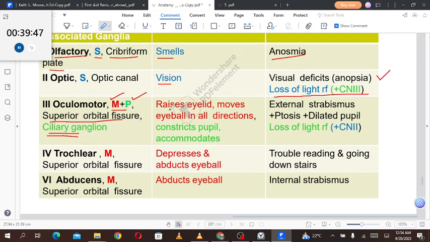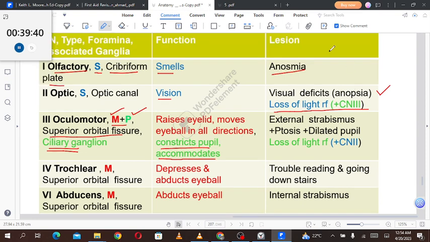The function is to raise the eyelid, move the eyeball in all directions, constrict the pupil, and help with accommodation. The lesion will cause external strabismus with ptosis and a dilated pupil, and there will be loss of light reflex. The efferent limb of the light reflex comes from CN3, while the afferent comes from CN2.